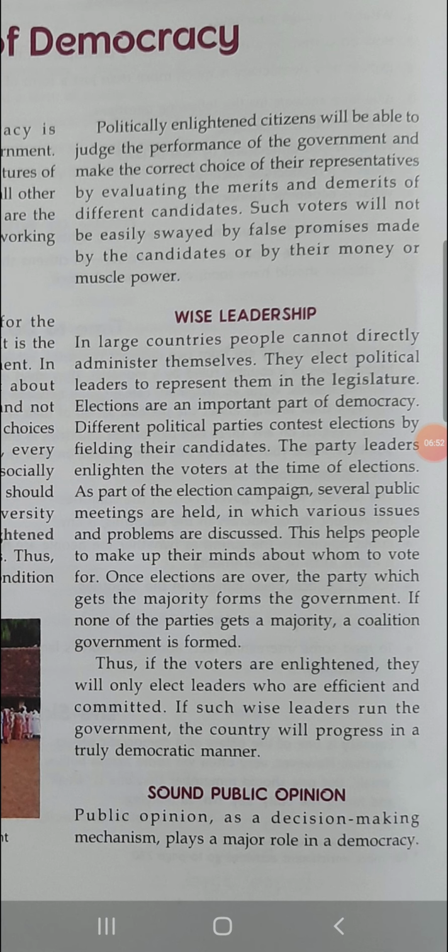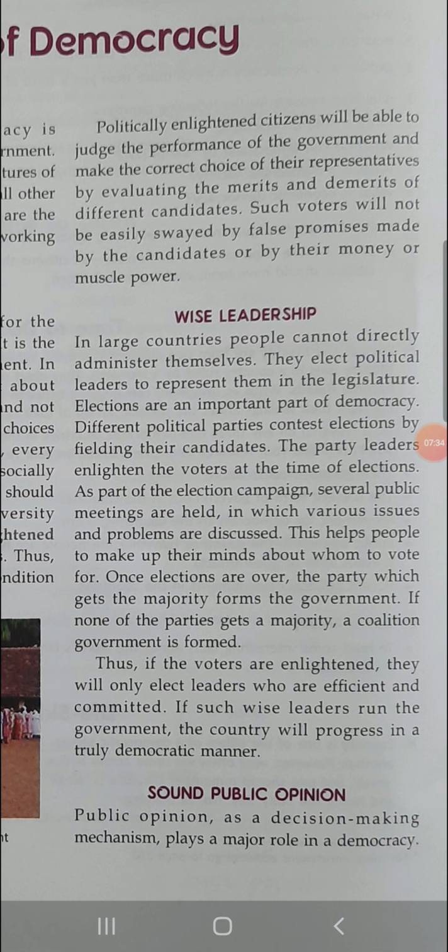Once elections are over, the party which gets the majority forms the government. If no party gets a majority, a coalition government is formed. Now, the wise leadership. In every democratic country, it's not possible for the common people to participate directly. We cannot participate directly in any decision making in the government. This is the reason we have elections. In every democratic country there is an election. In that election we choose our representatives, we choose our leader. So the election happens in every democratic country.